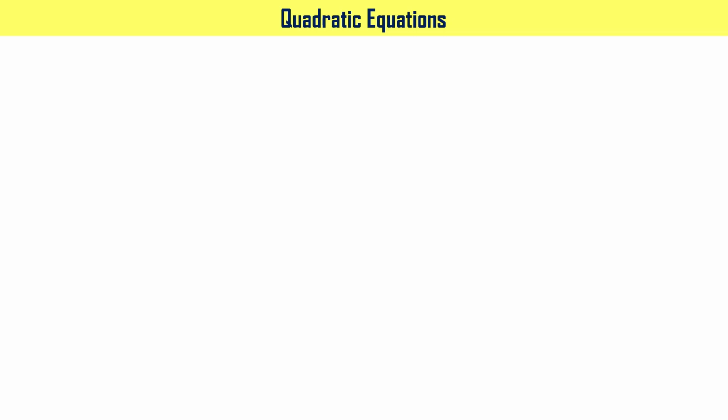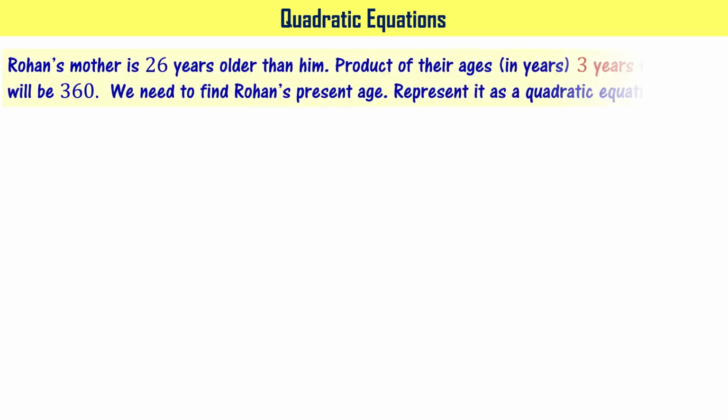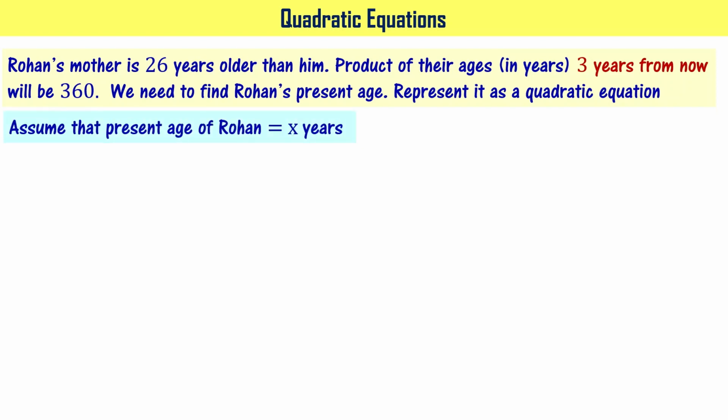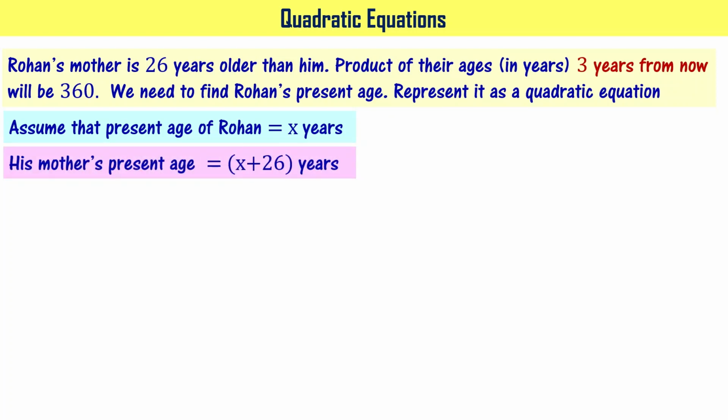Let's take a look at another real world scenario. Rohan's mother is 26 years older than him. The product of their ages in years, 3 years from now, will be 360. We need to find Rohan's present age. To do that, let's represent it as a quadratic equation. Let's assume that the present age of Rohan is x years. It means the present age of his mother is x plus 26 years, right?